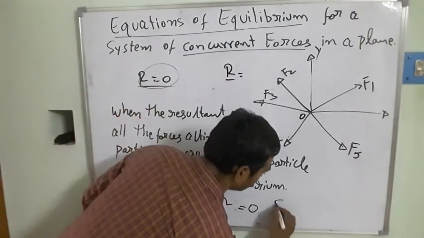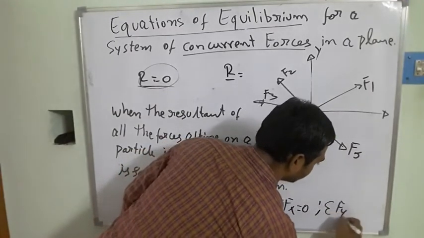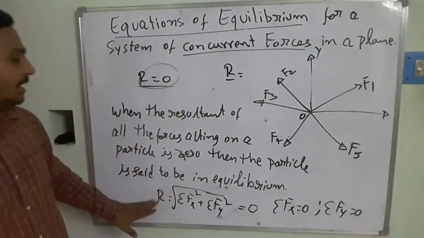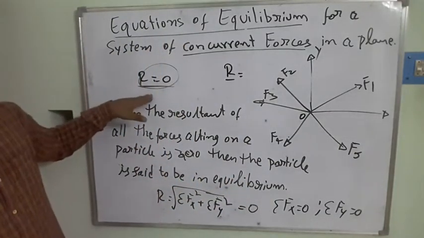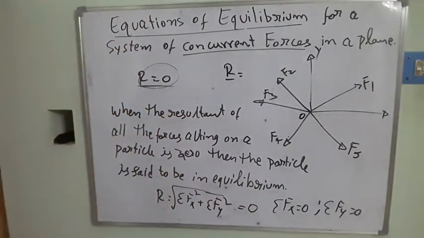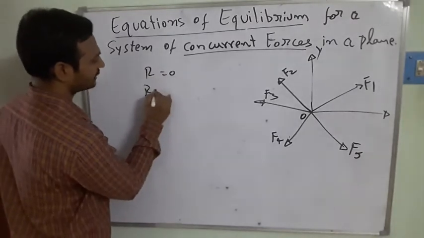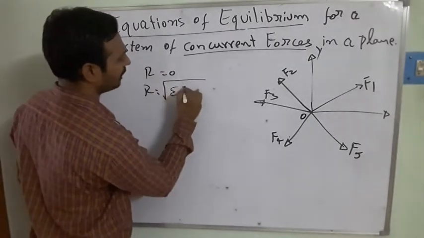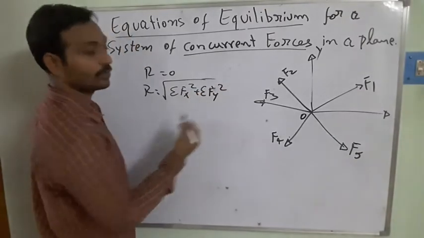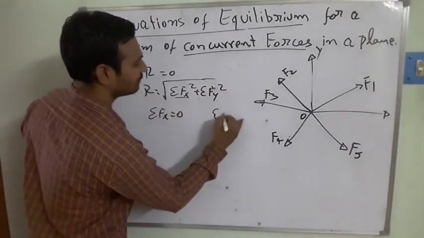So sigma F of x is equal to 0 and sigma F of y is equal to 0. If this condition is satisfied, then automatically the resultant component is 0, and the particle is said to be in the equilibrium condition. We have seen that R equal to 0 means R is equal to the square root of sigma F of x squared plus sigma F of y squared equal to 0. Then from this, sigma F of x is equal to 0 and sigma F of y is equal to 0.